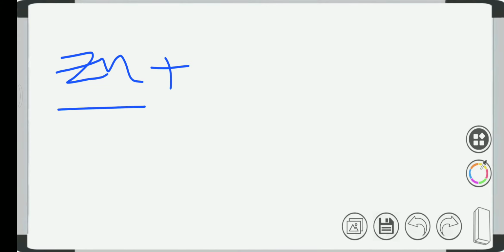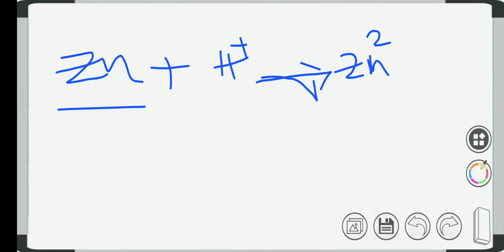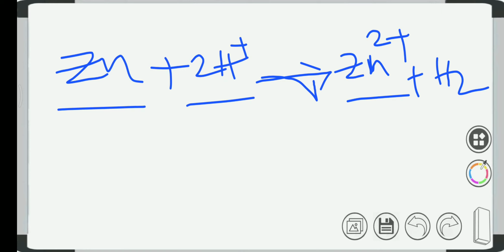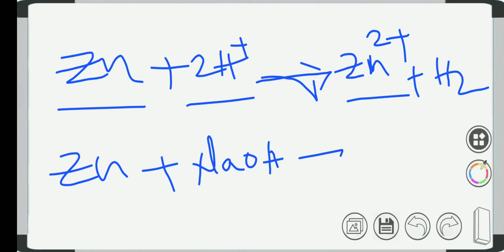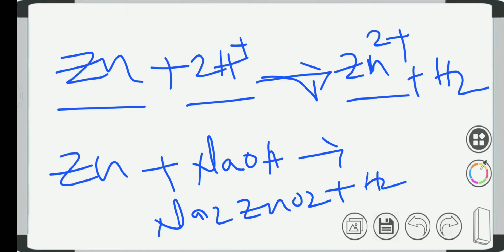Granulated zinc is zinc metal, which reacts with dilute acid H plus to give Zn2 plus and H2 gas. This is the reaction of granulated zinc with dilute acids: zinc plus 2H plus gives Zn2 plus and hydrogen gas. When zinc reacts with sodium hydroxide, it gives Na2ZnO2 and H2. This is called sodium zincate. This is a preparation.